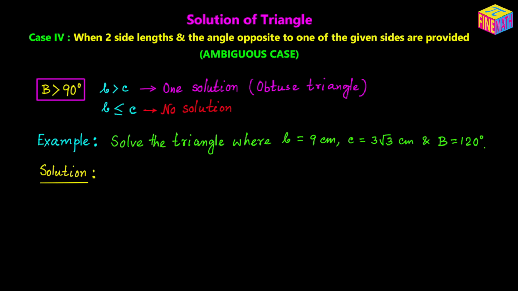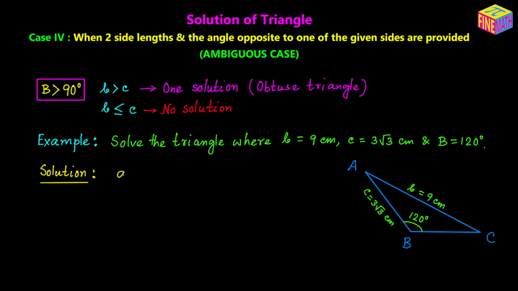Before seeing the solution, you can pause the video and give it a try yourself, and after that of course you can check my solution. So I'm going to solve the problem here. Let me first draw the triangle and see how it might look. Here I have drawn a probable triangle where the angle B is 120 degrees. The side length b is noted as 9 cm and the side length c is noted as 3 times square root of 3 cm.